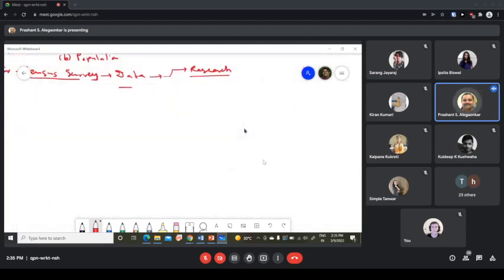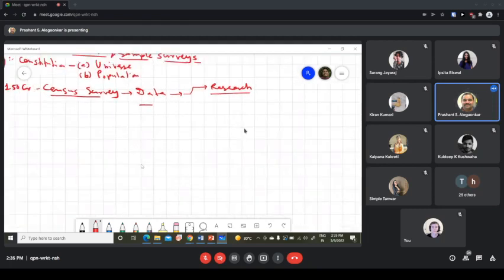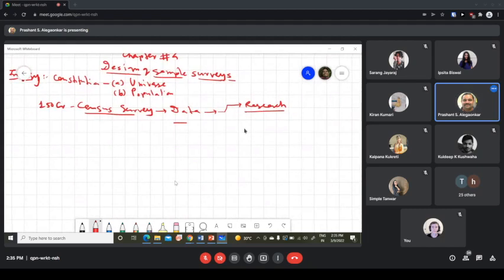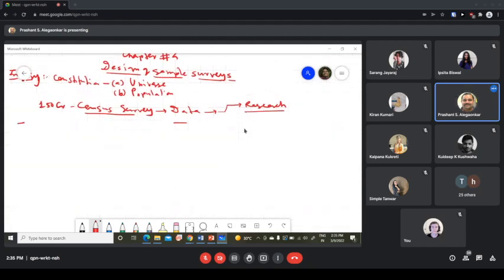And when we do such an activity, it is called a sampling technique, a technique to construct a sample. But then, to come to this part, we need to do a survey of the sample.